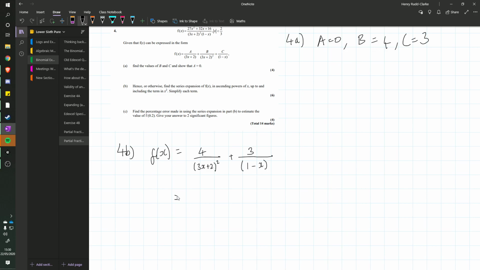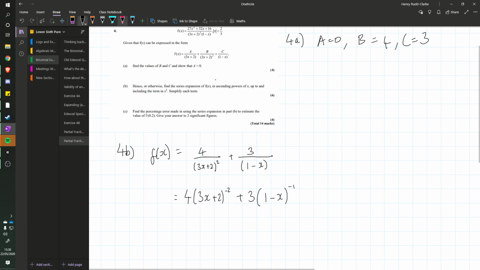Hence or otherwise, do the series expansion. So here we are again. Let's write this in a way that we would write it if we did a series expansion. It's a little bit nicer than the first one because there are no annoying fractions, no numbers in the denominator that we might accidentally bring up to the top. So here it is. This is what we're going to expand.